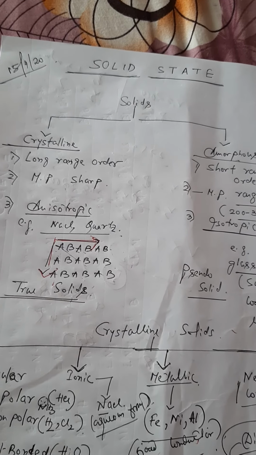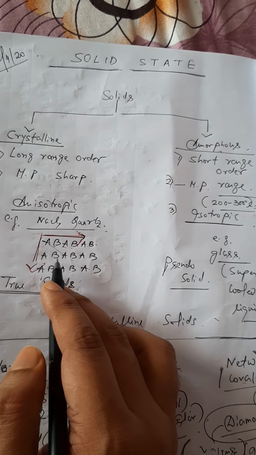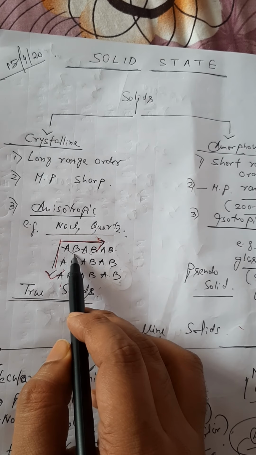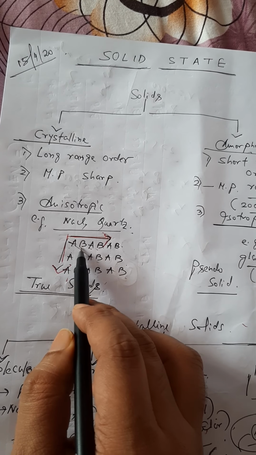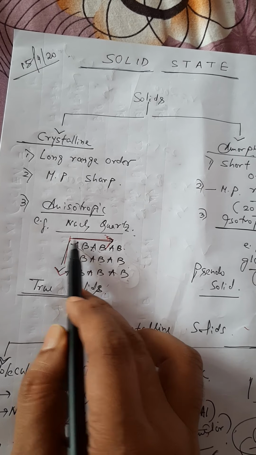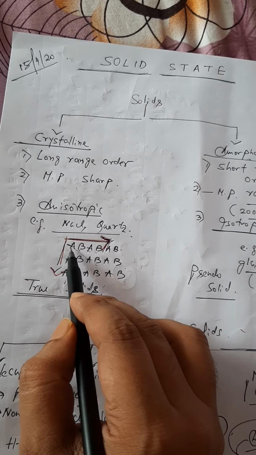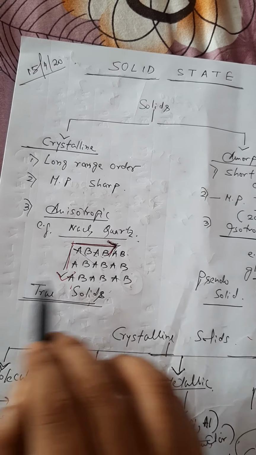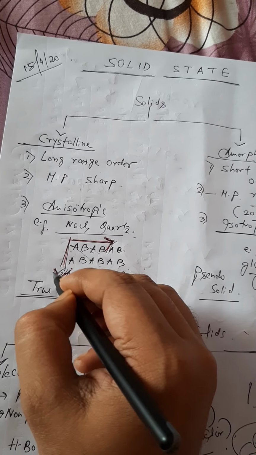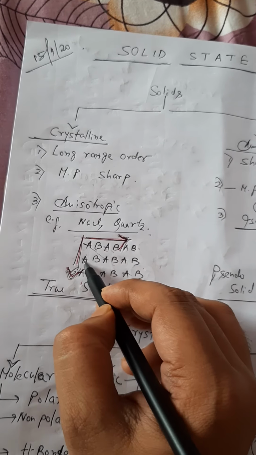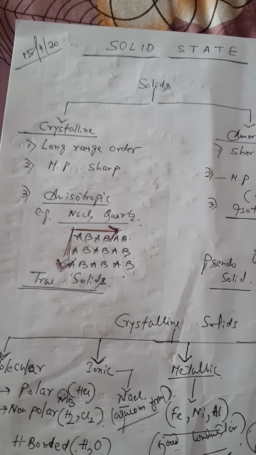What is anisotropic property? Anisotropic means, as you can see, the crystalline solids can be written as AB, AB, AB type. It's a regular arrangement, A then B, then A, then B. If you calculate in this direction, you'll get A and then B, then A, then B, a symmetrical distribution. But if you calculate in this direction, then A, after that A, after that A, here B, B, B.